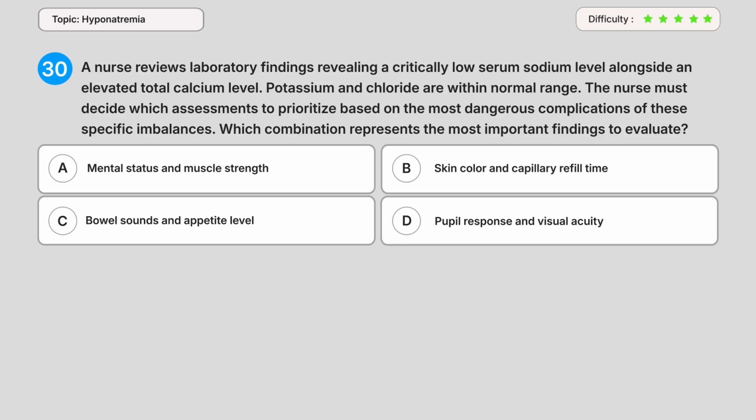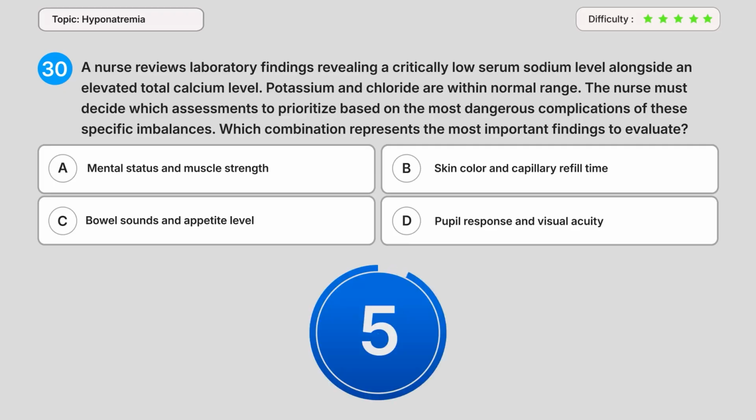A. Mental status and muscle strength. B. Skin colour and capillary refill time. C. Bowel sounds and appetite level. D. Pupil response and visual acuity. Can you guess the answer?